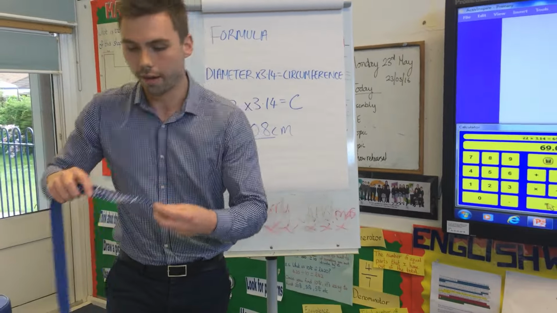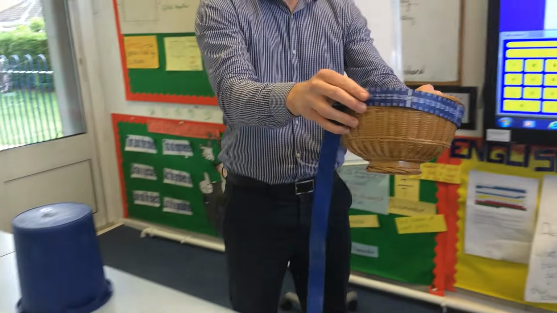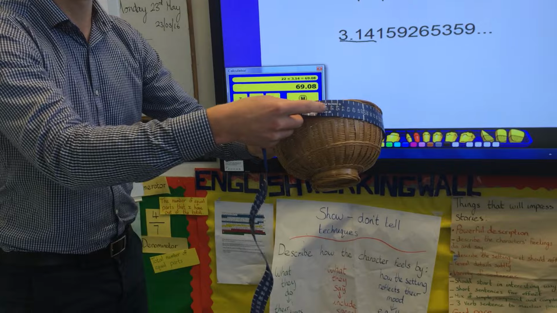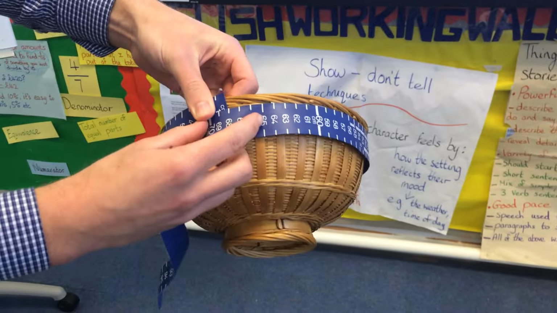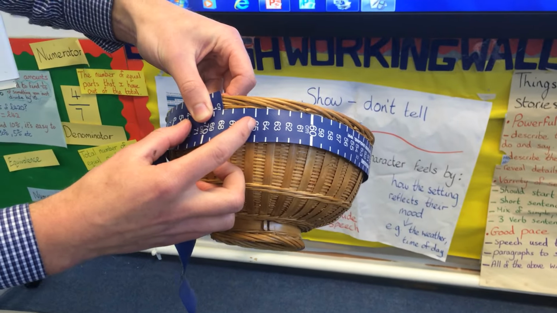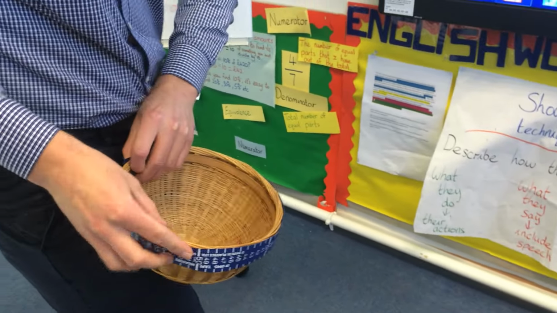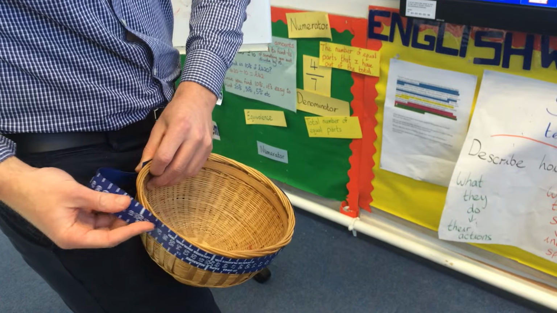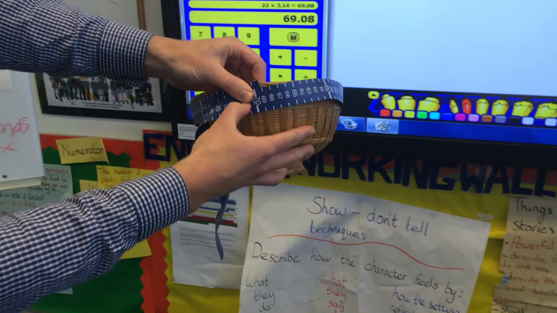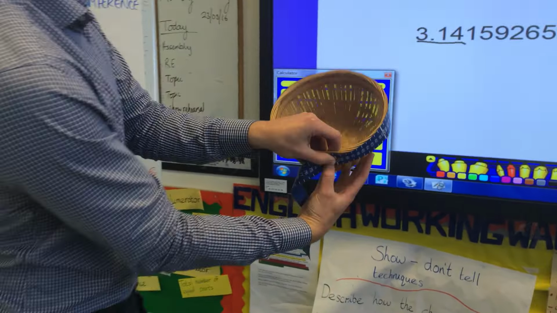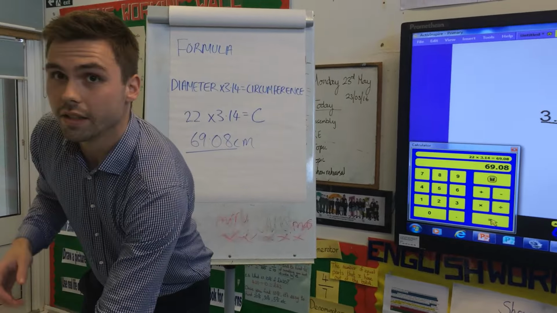I'm going to double check that. I'm going to try and be as accurate as I can. It might be a little bit tricky. So I'm going to go all the way around the edge. I'm going to be very, very careful. And as you can see, that comes to 69.08. I'm sure I can be more accurate than that. There you go, just over 69 centimetres, which is pretty good because that's exactly what I've got using my formula. So we're going to need to use that tomorrow.